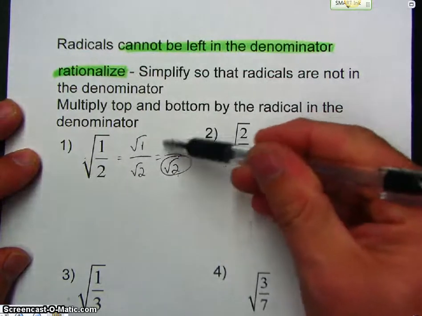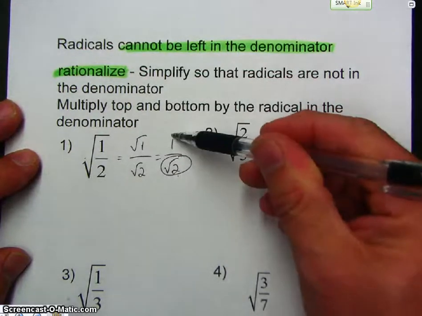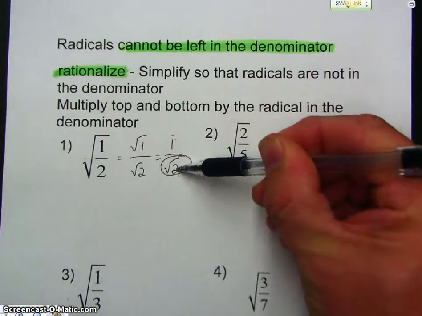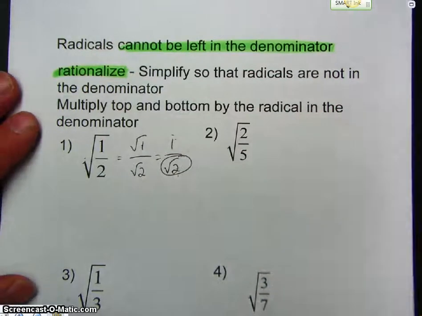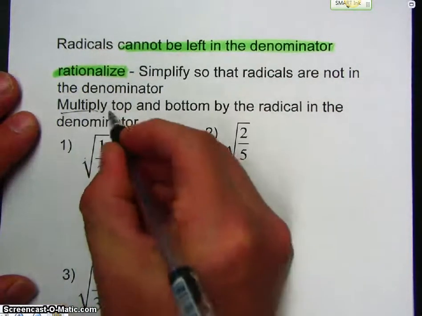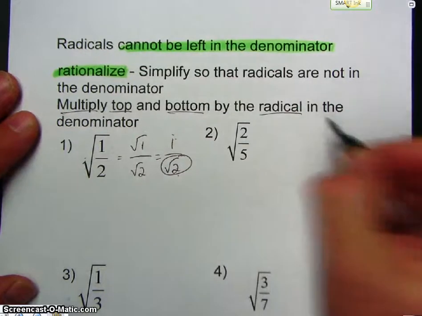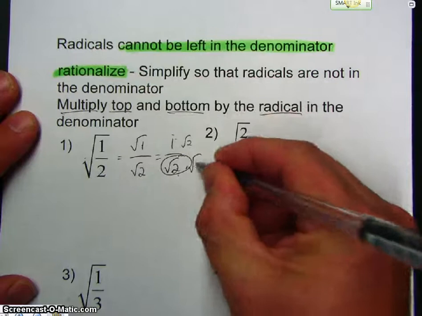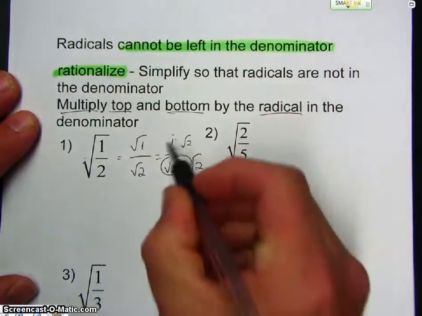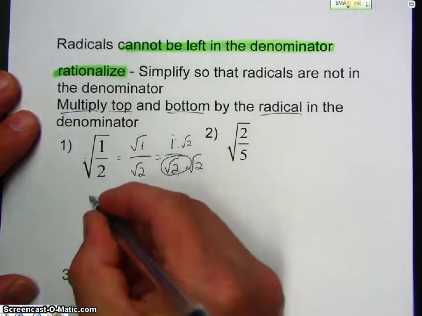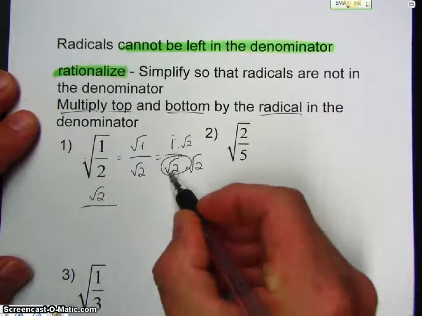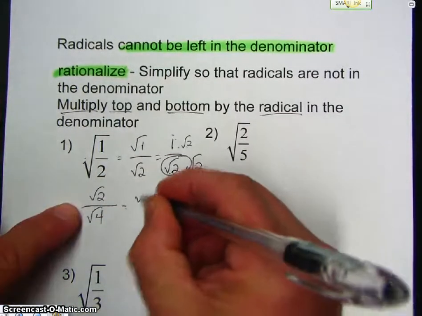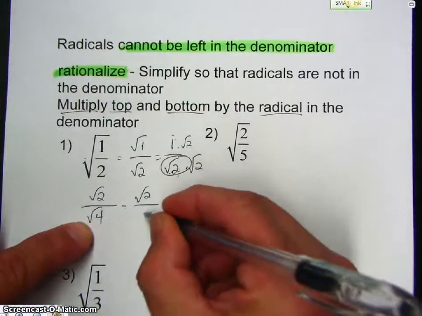In other words, rewrite this so the equality is still the same, but the radical is no longer in the denominator. The process is you multiply the top and bottom by the radical, the square root of 2. So 1 times the square root of 2 is square root of 2. Square root of 2 times square root of 2 is square root of 4, and we know square root of 4 becomes 2.